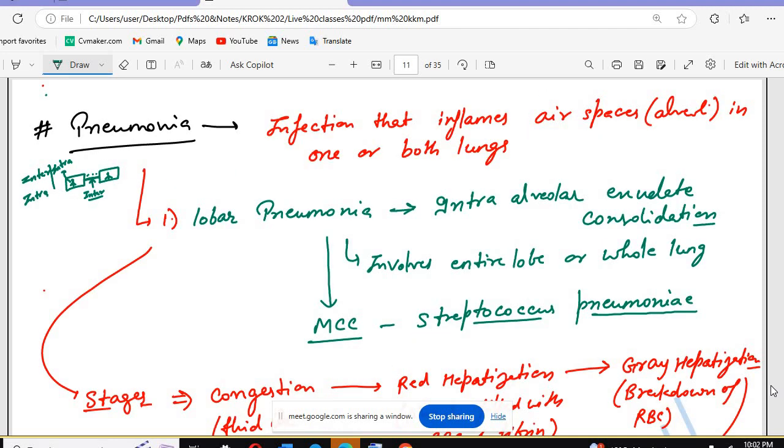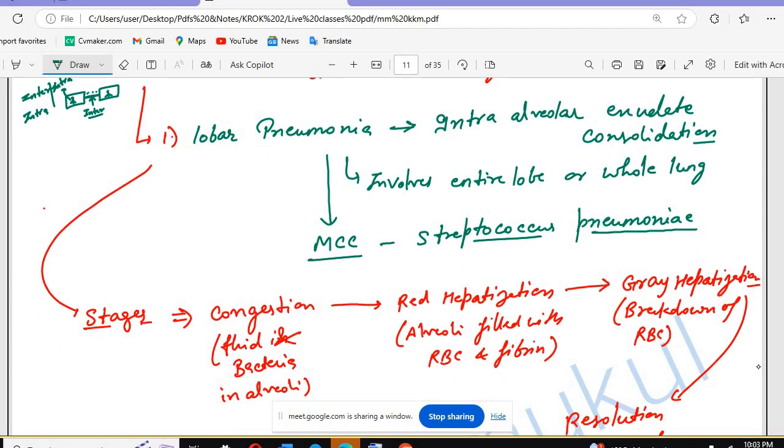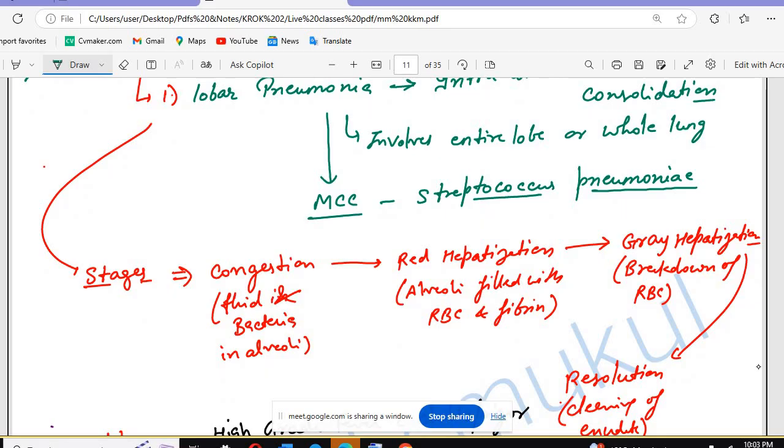So what we have discussed in pneumonia: pneumonia is an infection that inflames the air spaces, or in simple words, inflammation of the alveoli. Now this pneumonia is categorized into different types. Lobar pneumonia is when it involves the whole lobe. The most common cause is Streptococcus pneumoniae.